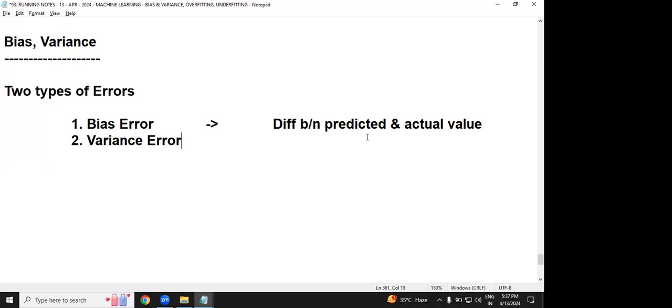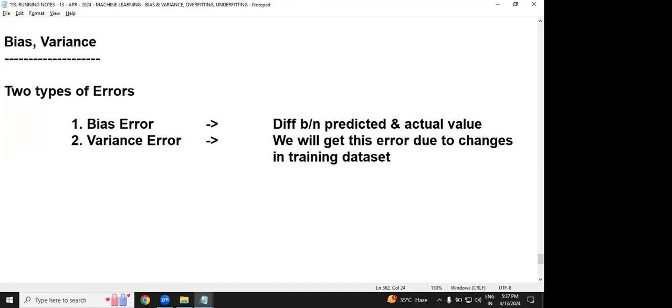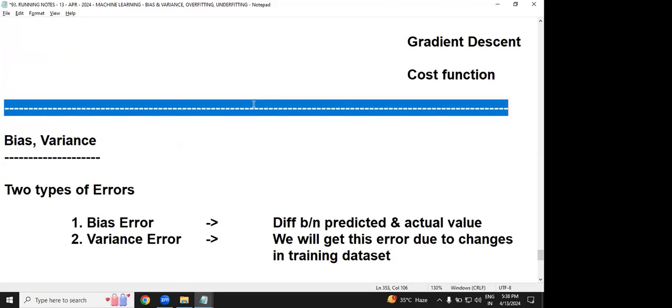Even I will tell you the meaning of bias. Variance error means sometimes, due to the training data set, we will get this error. We will get this error due to changes in the training data set. That word is important. You should know by this time what training data set and testing data set mean. I hope you know. Are you clear? Good. Keep in mind that we already did this.